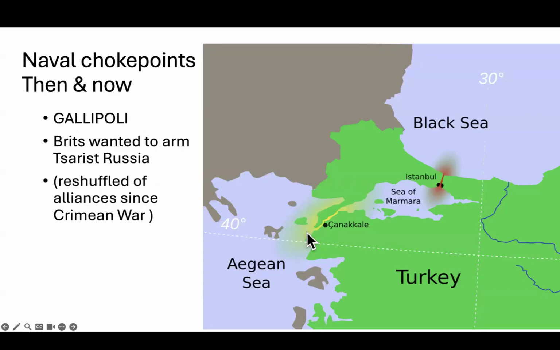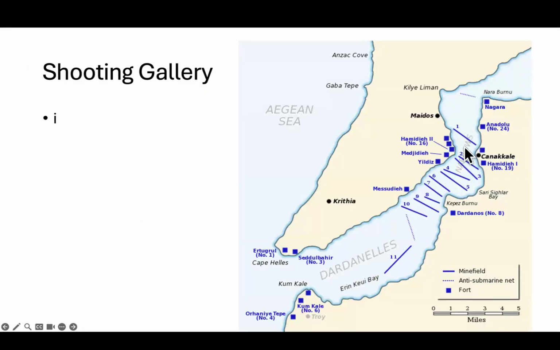And this is the map. This is the Dardanelles. This is the Gallipoli Peninsula. They wanted to get arms to Tsarist Russia to help the Allies in World War I. And as you remember, it's a complete reshuffling of the alliances since the Crimean War 60 years before. But it was a disaster. It was a shooting gallery. The Ottomans had set up cannons.